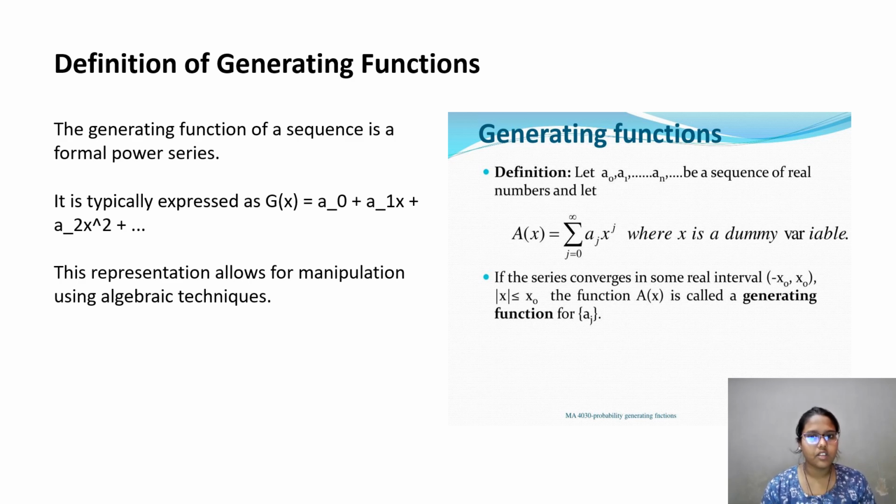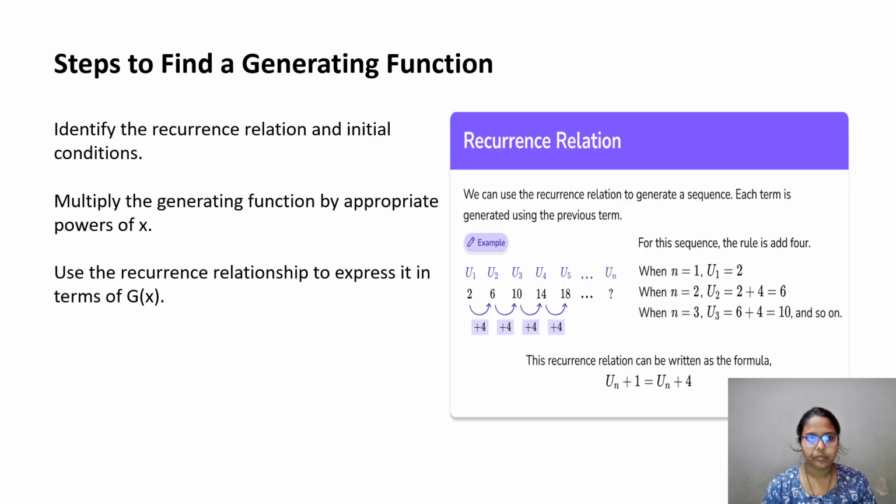Here you can see the definition: a of 0, a of 1, up to a of n, be a sequence of real numbers. Here is the formula: A of x is equal to sigma j equals 0 to infinity a of j x to the power j, where x is the dummy variable. If the series converges on some real interval minus x naught to x naught, then the function A of x is called the generating function for the a of j.